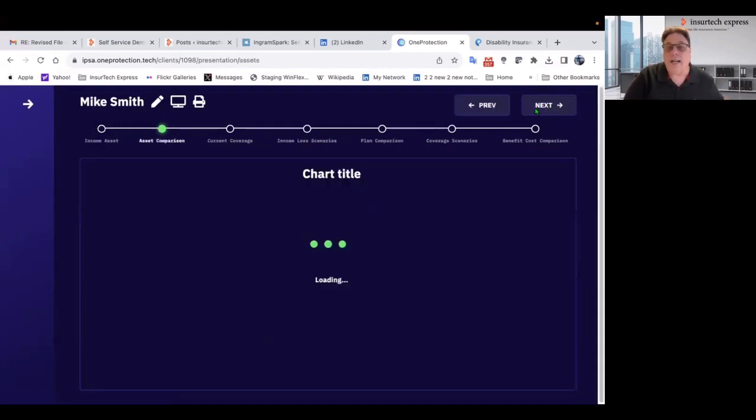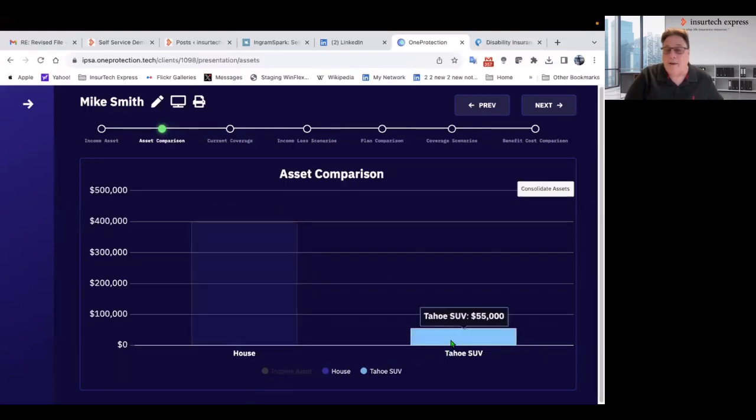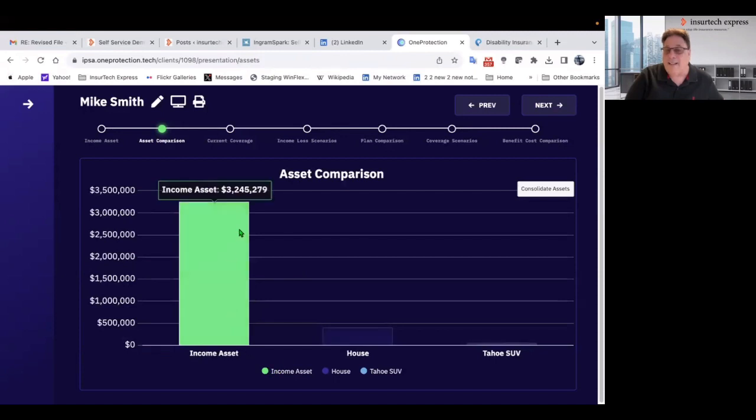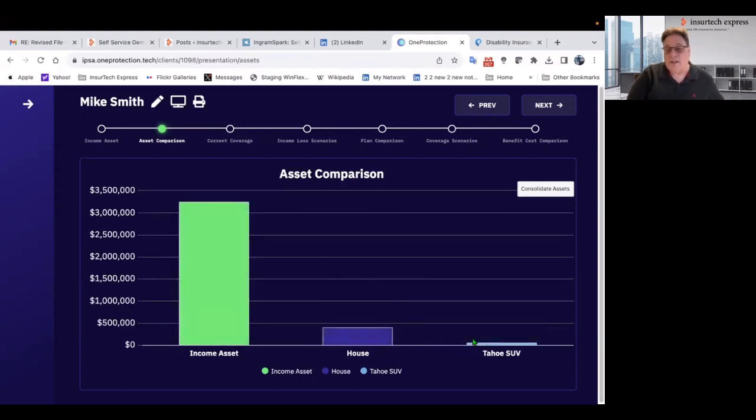Okay. The next screen, we're going to look at the asset comparison. So we have the house at $400,000 and we have our SUV and we have our income. Okay. So if we're insuring our house and we're insuring our car, why wouldn't we protect our $3.2 million of income? It just makes so much sense by looking at it this way. All right, the next screen.